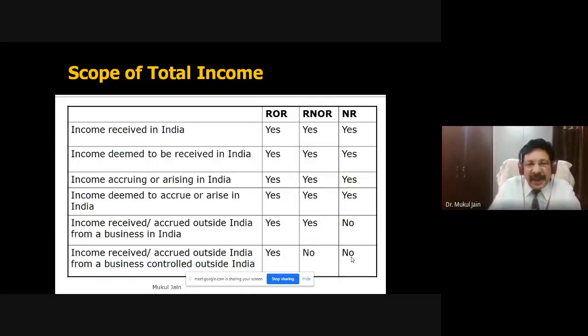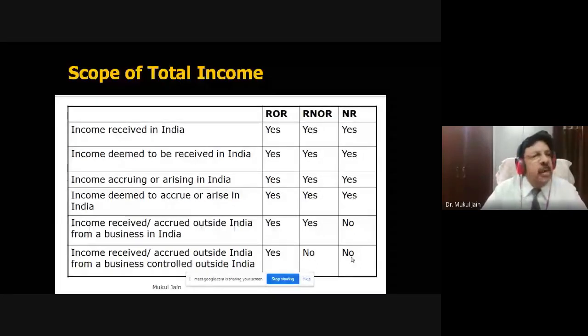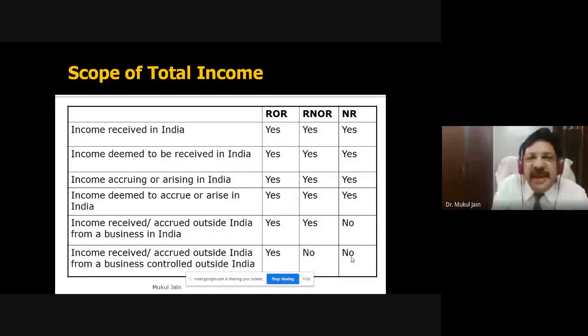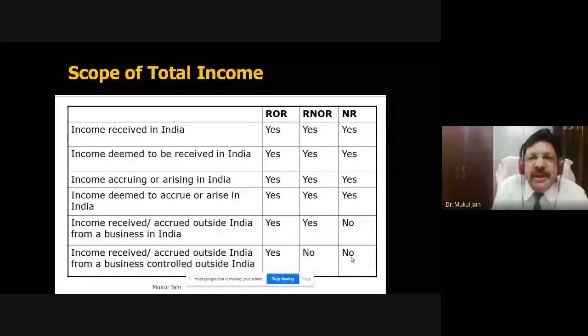Now, there is another category which is not shown in this slide on the screen. Suppose there is any income, let's say a person worked in Abu Dhabi or in Yemen, or you worked in America, you have earned income over there. Afterwards, you have shifted to India and you have brought all those income in India. So it will not be taxed in India, even if you are resident and ordinarily resident now in India.